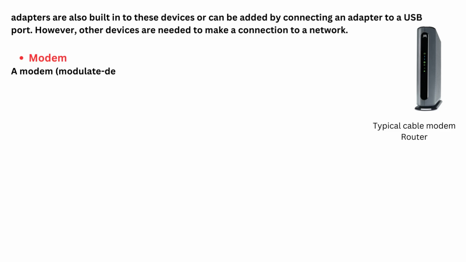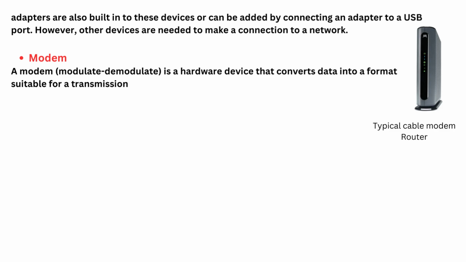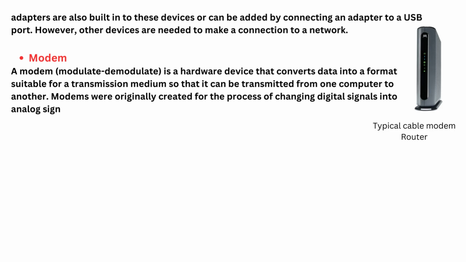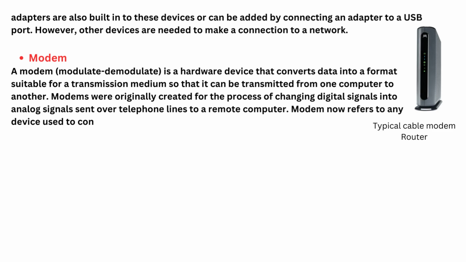Modem. A modem, modulate-demodulate, is a hardware device that converts data into a format suitable for a transmission medium so that it can be transmitted from one computer to another. Modems were originally created for the process of changing digital signals into analog signals sent over telephone lines to a remote computer. Modem now refers to any device used to connect a computer or network to the internet.